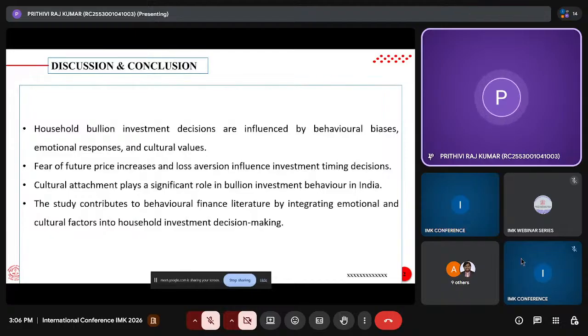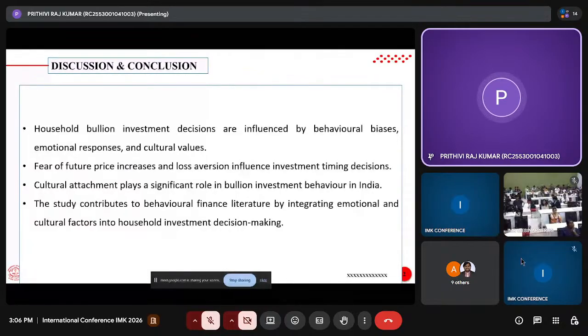In conclusion, this study concludes that household buying decisions are not purely irrational but are influenced by behavioral and cultural values, such as fear of future price increases, loss aversion, and uncertainty in investment decision making. Cultural attachment also plays a significant role in gold buying behavior in India. The study contributes to behavioral finance literature by integrating emotional and cultural factors into household investment decision making. The findings are also useful for policymakers, financial advisors, and markets to understand household investment behavior. That concludes my presentation, and I am open to any questions.